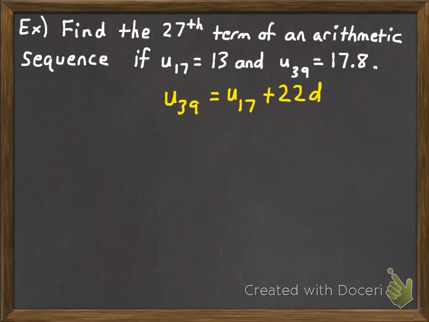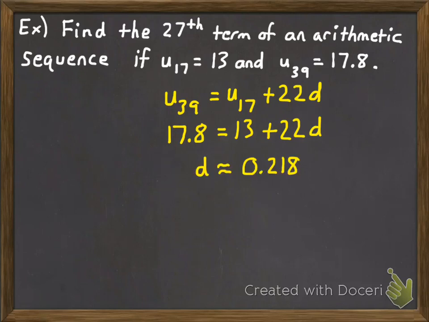Did you start here? The 39th term and the 17th term are related because you can add the common difference 22 times to the 17th term in order to get the 39th term. Now substitute. Then subtract 13 and divide by 22, and you find, to three significant figures anyway, that the common difference is about 0.218.